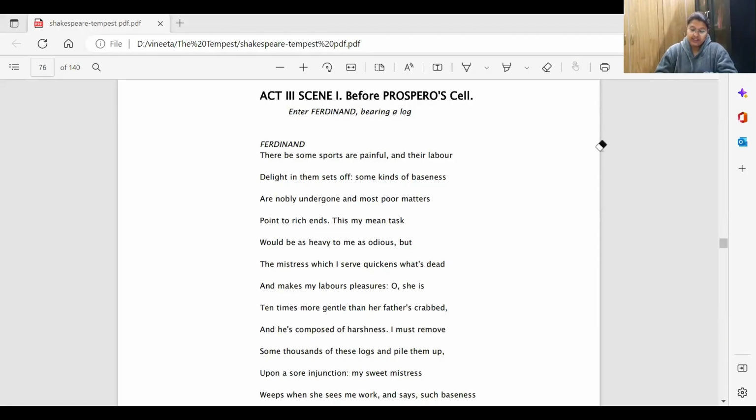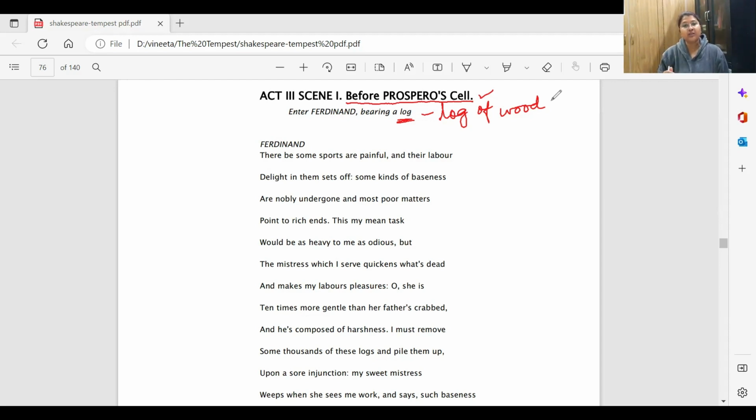Act 3, Scene 1 takes place before Prospero's cell. Please understand, children, it is very important for you to know the venue of each and every scene. So the scene takes place before Prospero's cell. Enter Ferdinand bearing a log. Log here refers to a log of wood. Why? Because Prospero has assigned a task to Ferdinand to pile all logs of wood at one place, right? So he is doing that task.